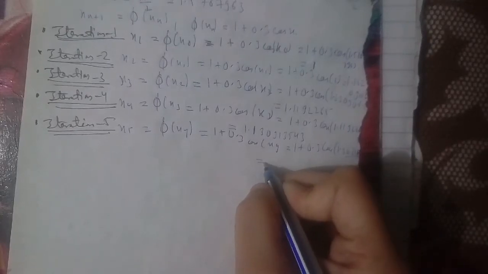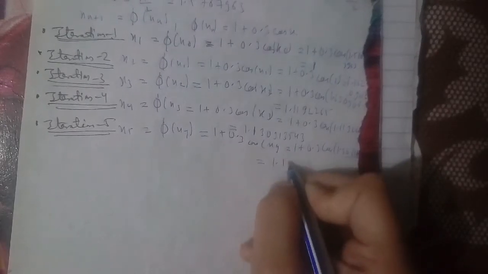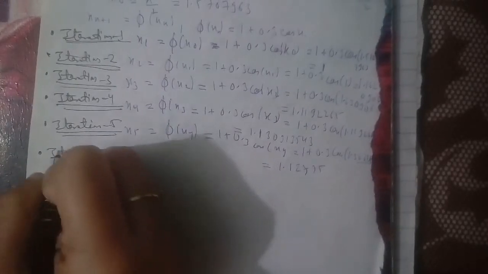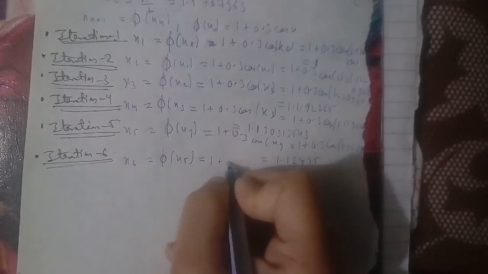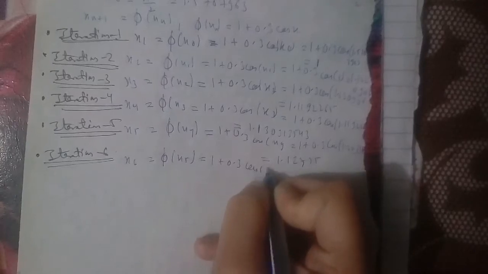So for iteration 6 it has been x6 equals to phi(x5) equals to 1 plus 0.3 cos x5 equals to 1 plus 0.3 cos 1.12775, and we'll get the value 1.128608808. For the next we have iteration 7.